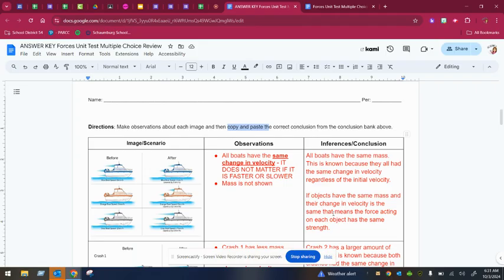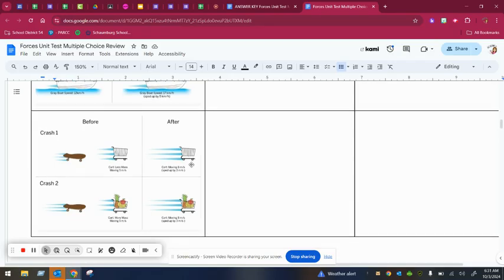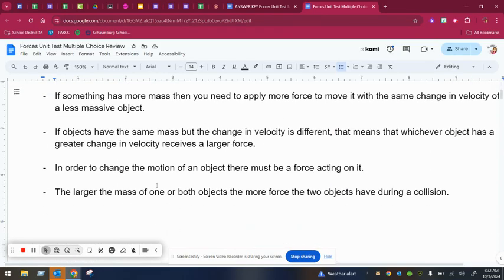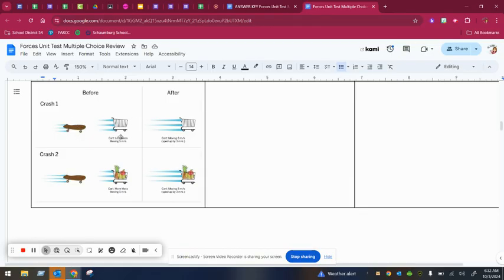So let's look at the second one. Okay, the second one here, we have a crash. So when I go back up to my inferences, only one of them is talking about when we have a collision. So that's what we're probably going to be copying and pasting. But let's take a look. So I have crash number 1.